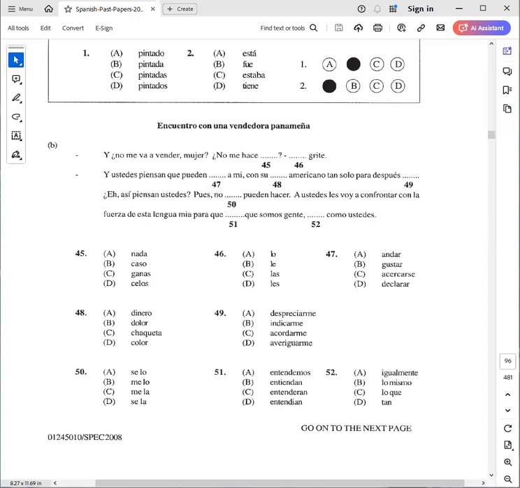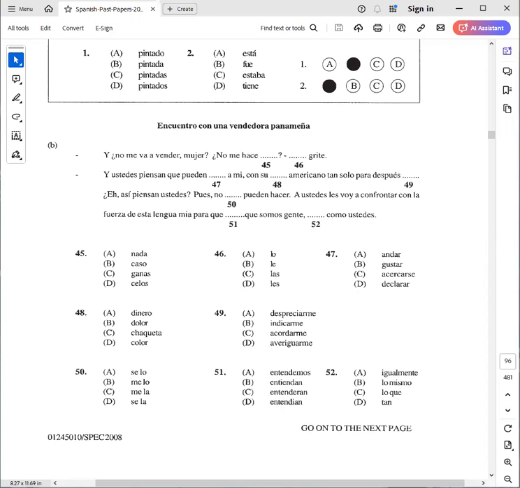Let me read the whole thing just to confirm that y ustedes piensan que pueden, right? Because she said y ustedes, and you all think that, okay, que pueden, number 47, que pueden, you need the infinitive. So acercarse a mí con su dinero americano tan solo para después despreciarme. So that's A.